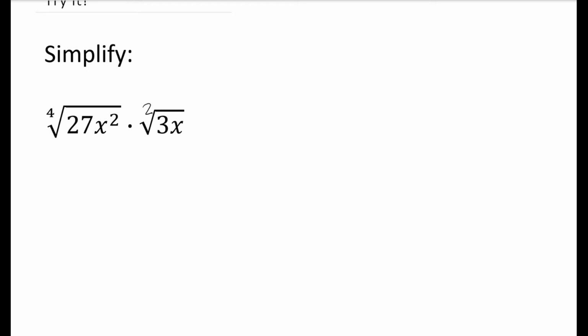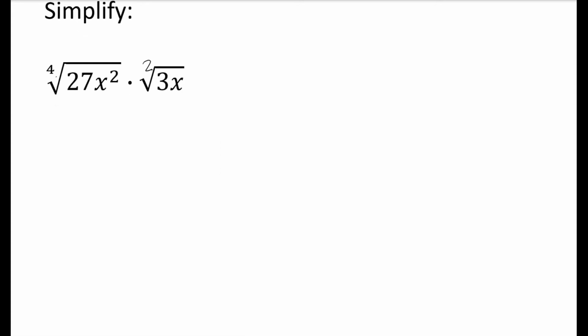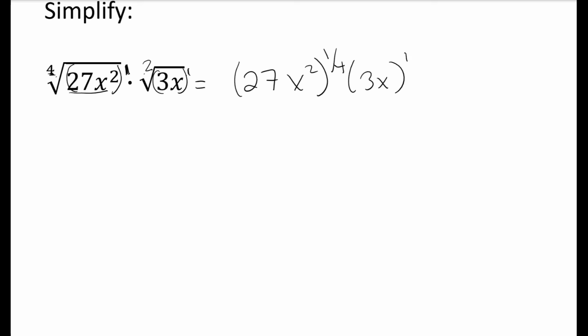And then here we got an index of 4. So clearly the indices do not match. So we're going to go ahead and write them out as powers. So here we got 27x squared, raised to the invisible 1 power, the whole thing, I mean. And then the index is 4. So I can raise this to the 1/4 power. And then this right here is raised again to the invisible 1 power. So I can multiply by 3x to the power over index, so to the 1/2 power.